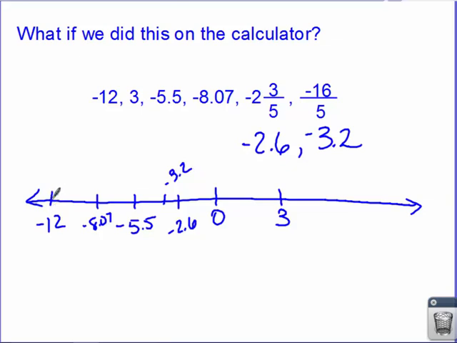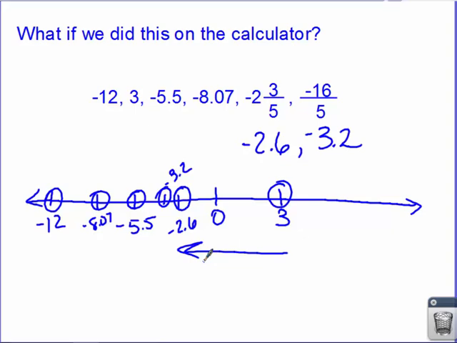Now if I asked you to put these in order from least to greatest, we would just write them left to right. Negative 12, negative 8.07, negative 5.5, negative 3.2, or negative 16 over 5, negative 2.6, and 3, because we know 0 is not part of it, but that's how we would write those. That would be least to greatest. Now, if I wanted it greatest to least, I would just write them right to left. Least to greatest is left to right. Greatest to least is right to left.